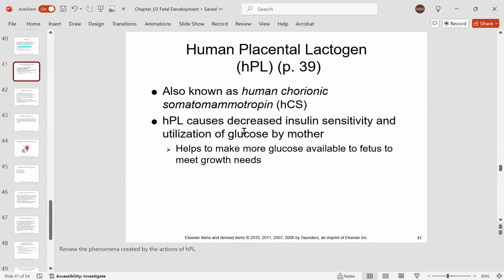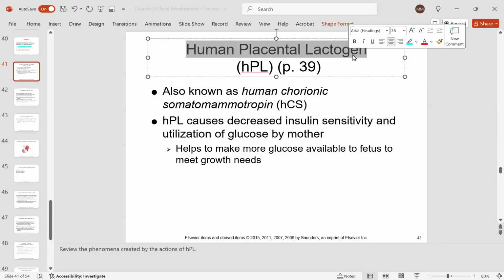It's insane. Think about the changes that happen in a 9-month span. So it needs that glucose available in order to meet those growth needs. Okay. So that's what that HPL does. Fun fact, but I've never seen a question and I won't ask you a question about it, but it's nice to know.